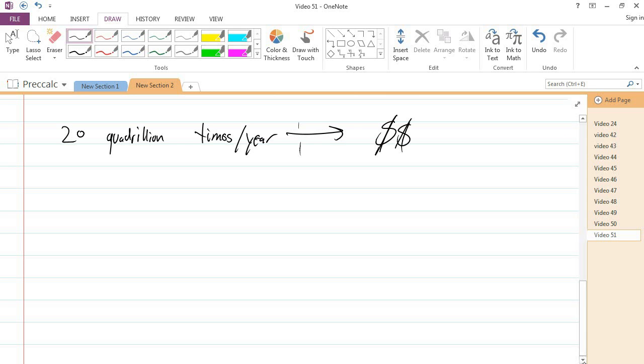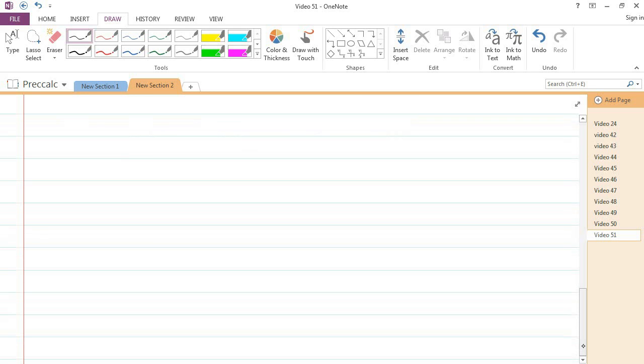To figure this out, let's look at a particular scenario. Let's look at $1 invested at 100% interest for 1 year. So there's a lot of ones here. The only thing that we will change is how often we compound.